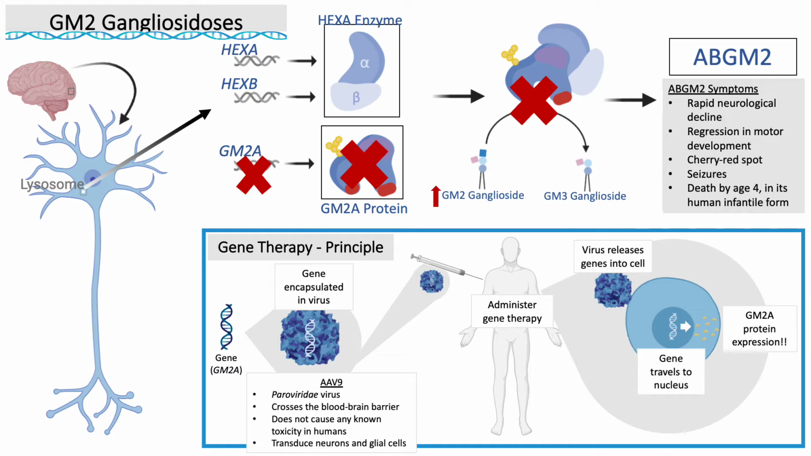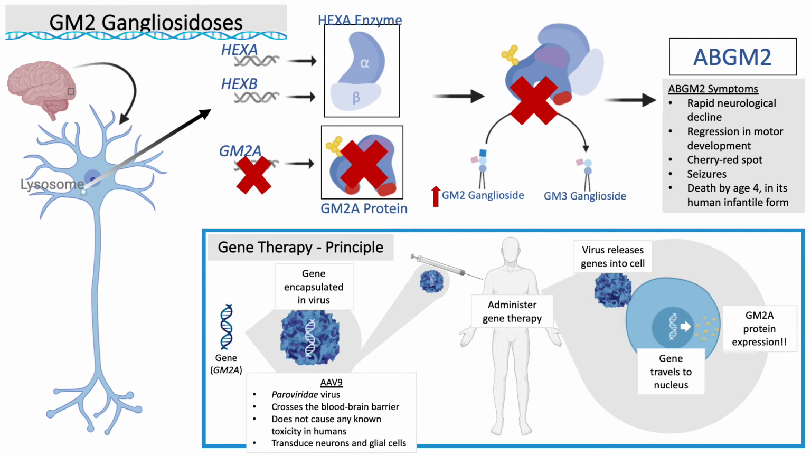My project focuses specifically on AB variant GM2 gangliosidosis, or ABGM2, which occurs when there's a mutation in the GM2A gene, resulting in an inability to produce a functional GM2A protein. This leads to pathological buildup of GM2 ganglioside within the cell's lysosome, resulting in widespread neurodegeneration and death by age 4 in its human infantile form. ABGM2 is a monogenic disease, making gene therapy a plausible and likely effective method of treatment.